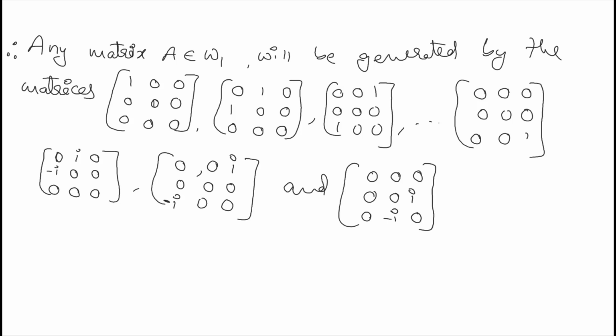These are the 9 matrices which generate W1. So we can say dimension of W1 equal to 9. This is over the real field. And now coming to the subspace W2.